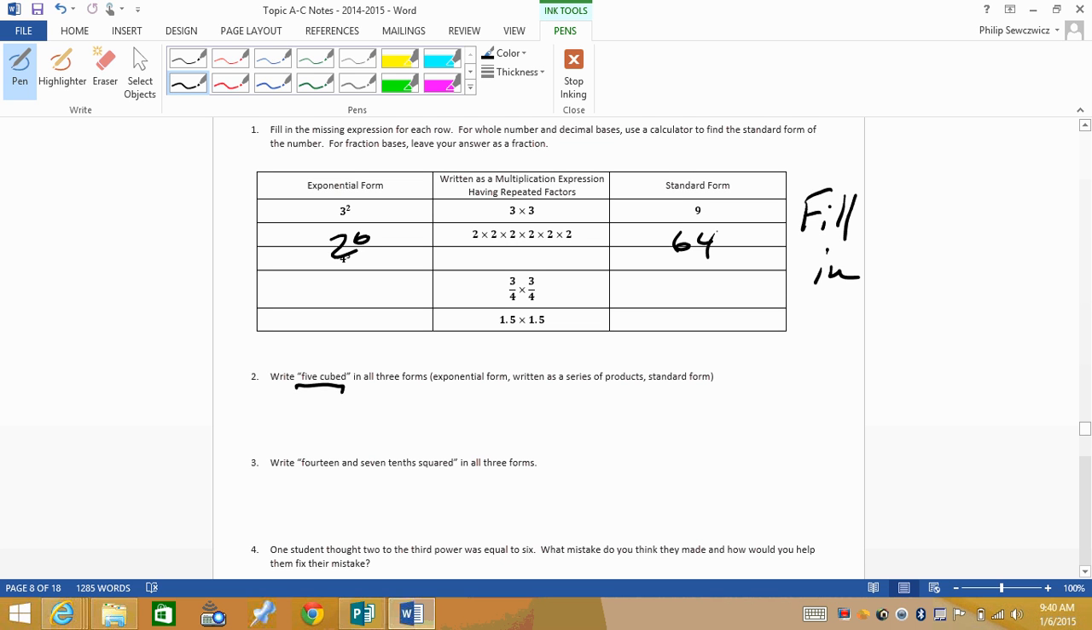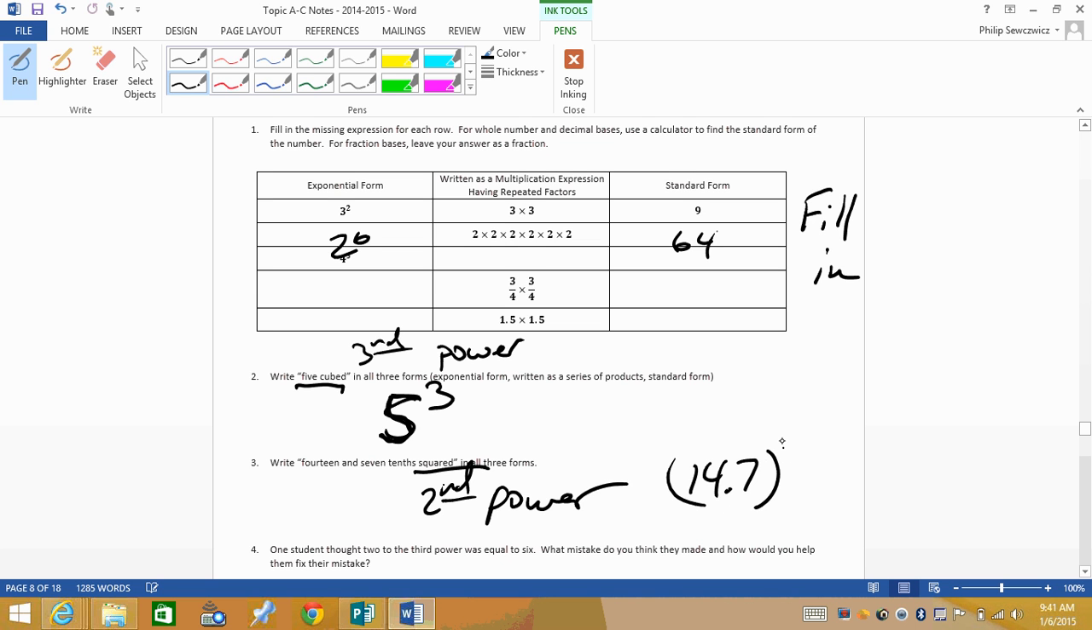Cubed. That means something to the 3rd power, so 5 to the 3rd power. So cube does mean to the 3rd power. So that's a phrase we want to remember. And then squared. Okay, squared does mean to the 2nd power. Something I have to be aware of as I look back up here is I got to do a better job with my 5s. All right, otherwise they look like S's. So 14 and 7/10 squared.